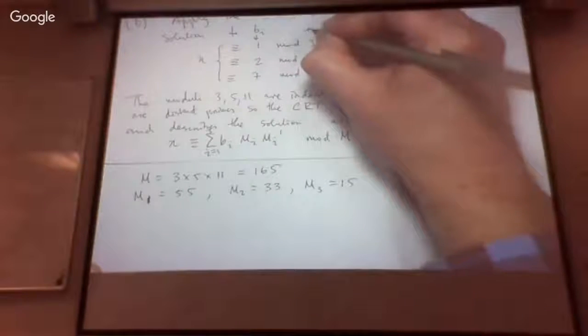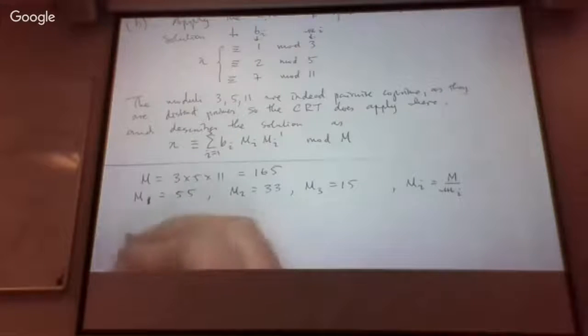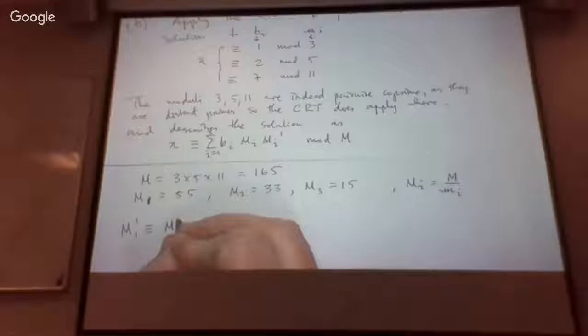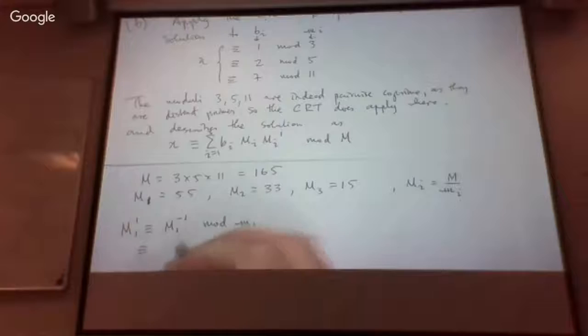But the little mi's are the different moduli: little m1, little m2, little m3. Then the capital Mi primes are the inverses of these things modulo the appropriate little mi. So capital M1 prime is equal to capital M1 inverse modulo little m1, i.e. the inverse of 55 modulo 3.